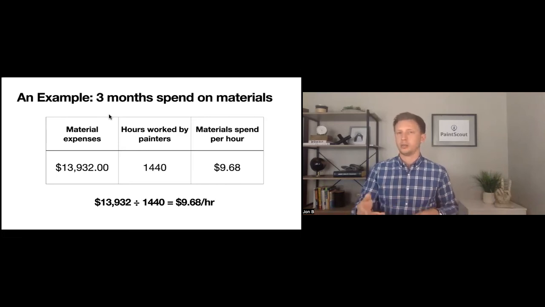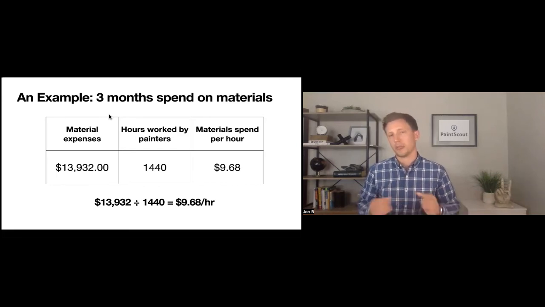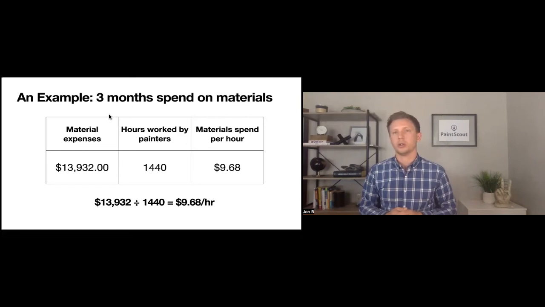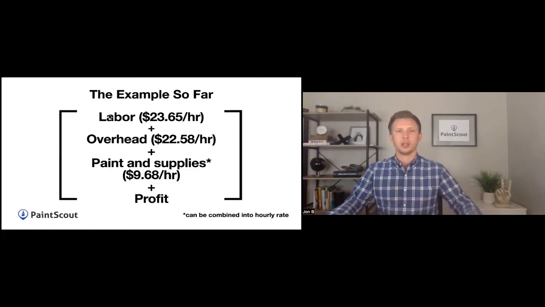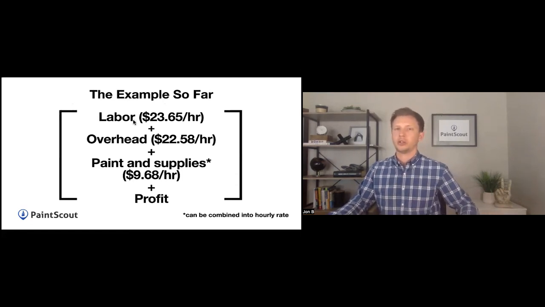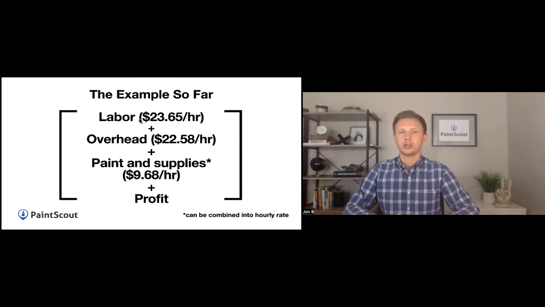We're going to also talk later about what it means if these costs start to change and how to keep that in perspective for what your hourly rate actually means. So this is historical, but you can also make predictive decisions going forward to make sure that's covered for your estimates that are maybe a couple weeks out or a month or 2 months out. You can start to change your hourly rate to reflect that. All right, so here's our example so far. Labor, we have at $23.65 an hour. Overhead, $22.58 an hour. Paint and supplies, $9.68 an hour. The last thing we need to figure out is our profit.